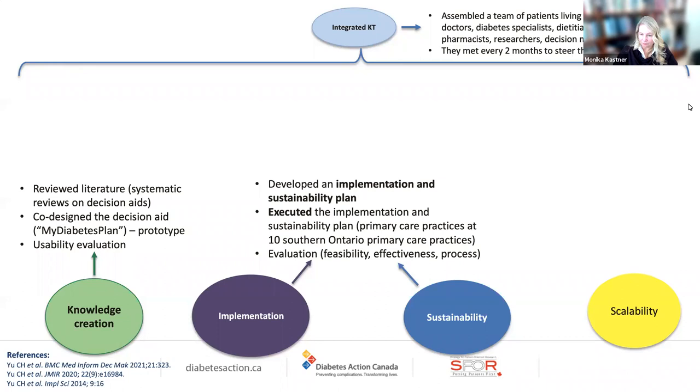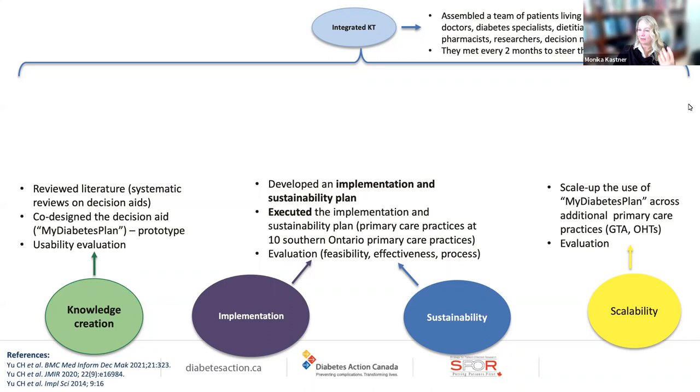And then although this team, I think, is thinking about scalability, I just wanted to illustrate that part of the next steps now would be to scale up this decision aid across additional primary care practices. For example, other family health teams in the GTA, or even across the Ontario Health Teams that we have now. So this is the process that you would take to take it to another level. And of course, to be able to evaluate that implementation more broadly at that point.